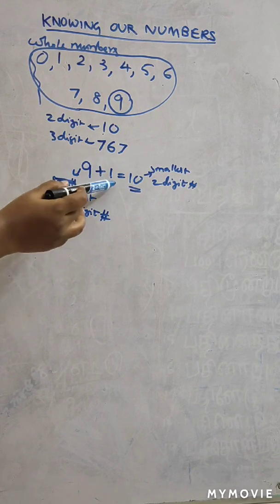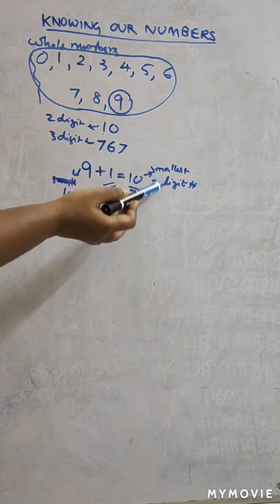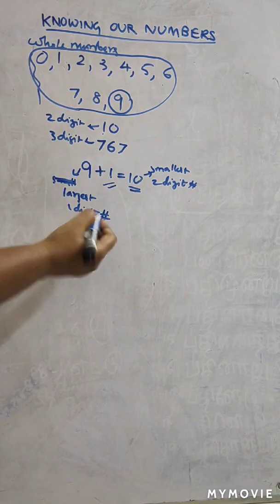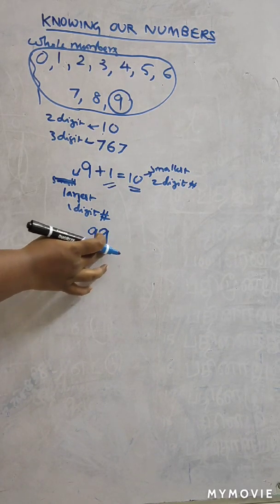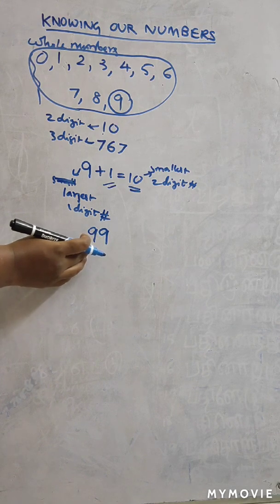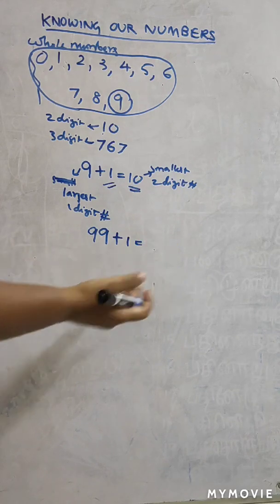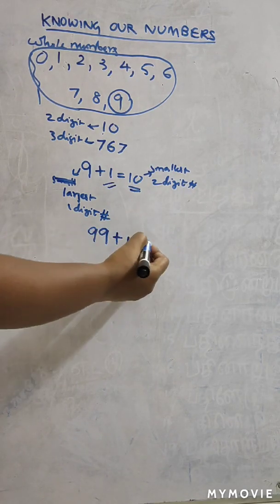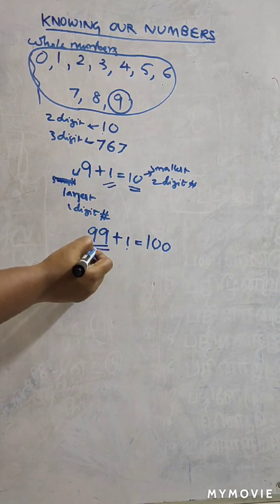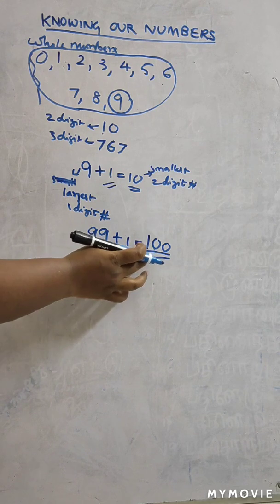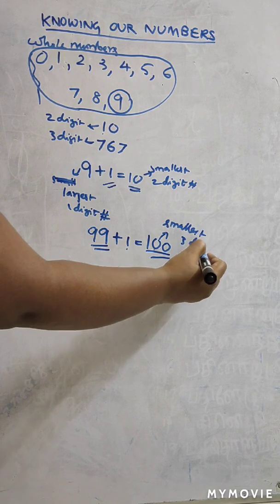Now if I take another example. Suppose I take another number, that is the largest 2-digit number. That is 99. I have taken 2 times 9, so this is a 2-digit number. This is the largest 2-digit number. If I add 1, what do I get? I will get 100. So 100 is a 3-digit number which I got after adding 1 to the largest 2-digit number. So 100 is my smallest 3-digit number.